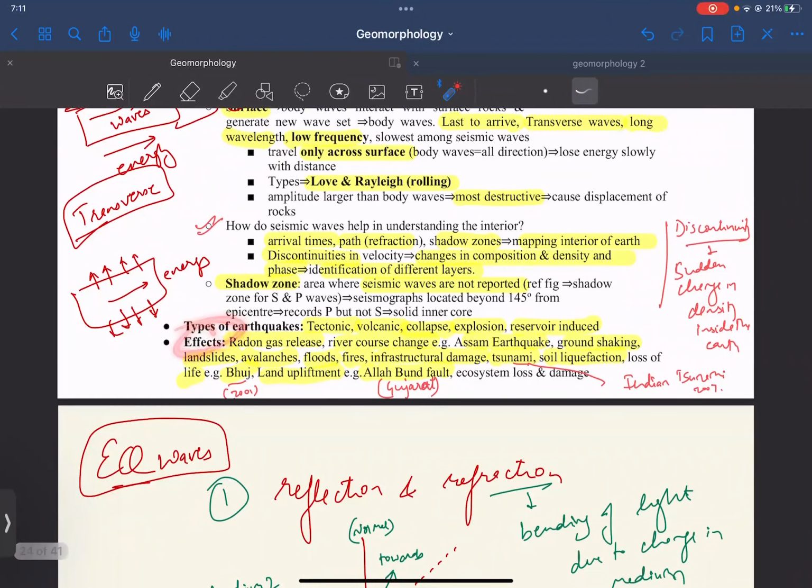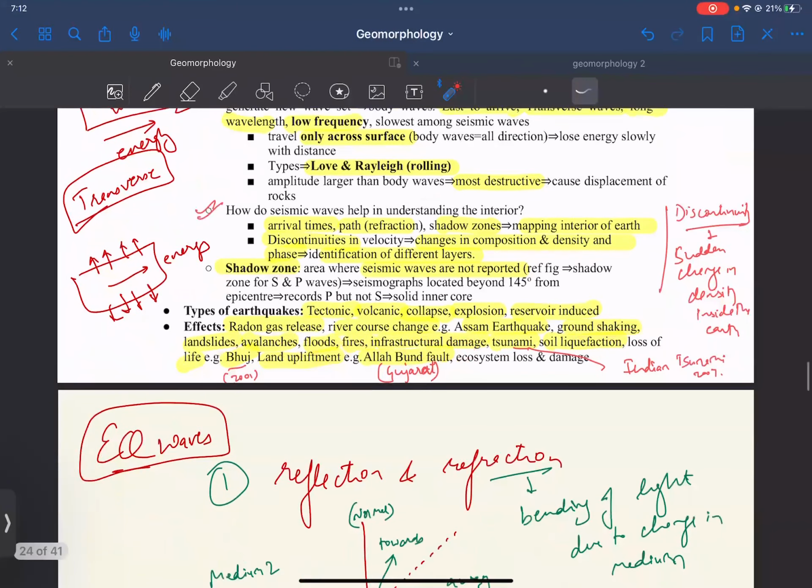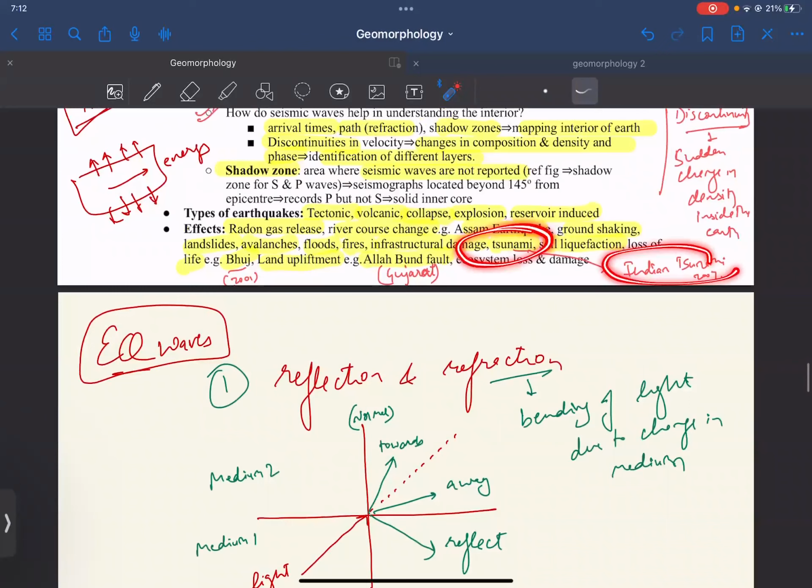Alright. What are the other effects? River course getting changed, the route of the river changed because of the Assam earthquake. Ground shaking, landslides, avalanches, floods, fires, infrastructural damage, tsunami, soil liquefaction, loss of life, and land upliftment. The basic example was the Allah Bund fault. Tsunami example: the Indian Ocean tsunami, which took place in 2004. I hope these examples are already done.